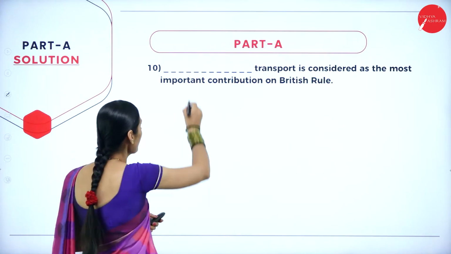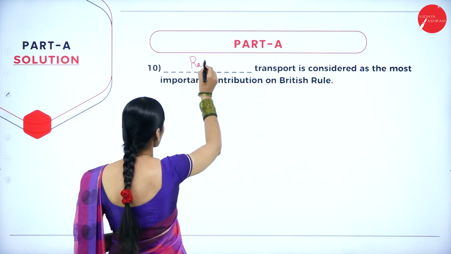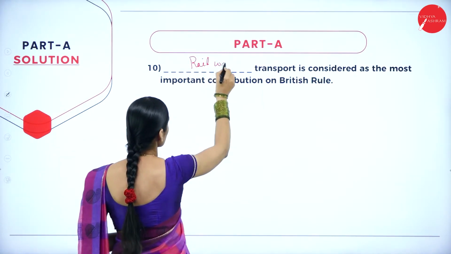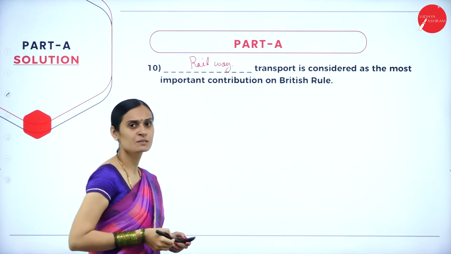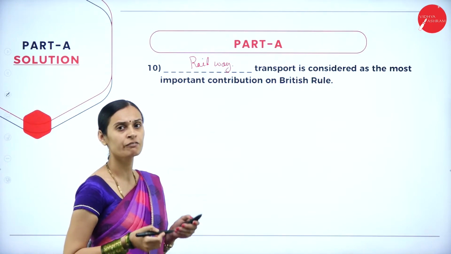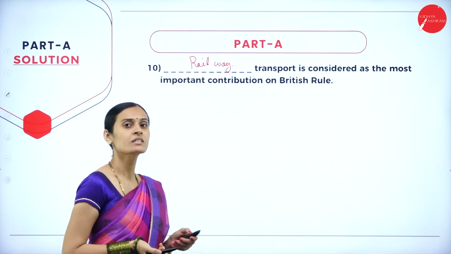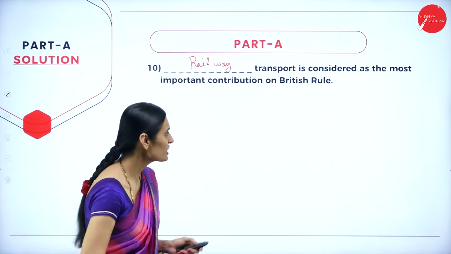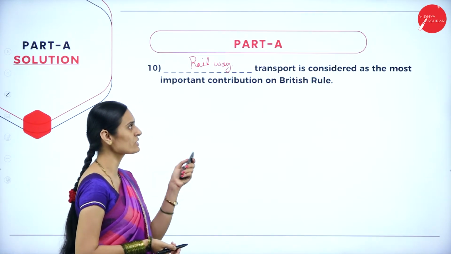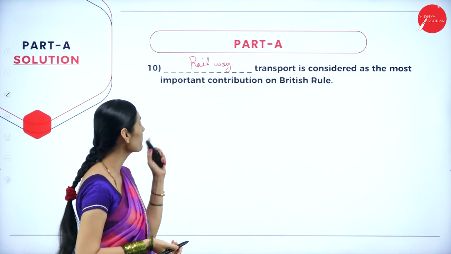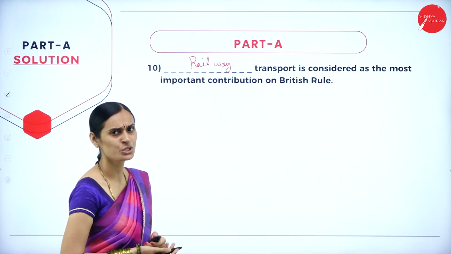Which is that? Railway transport. In 1853, the first railway service was started. Yes, it started from Thane to Mumbai. So this is the answer. Railway transport is considered as the most important contribution of the British rule.